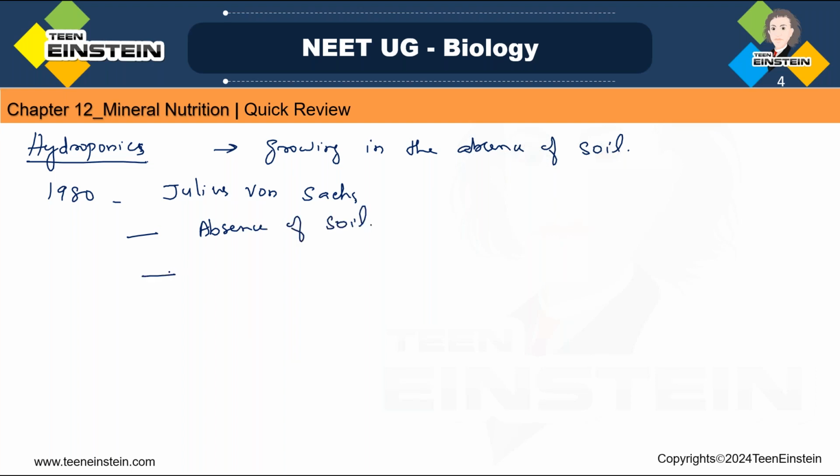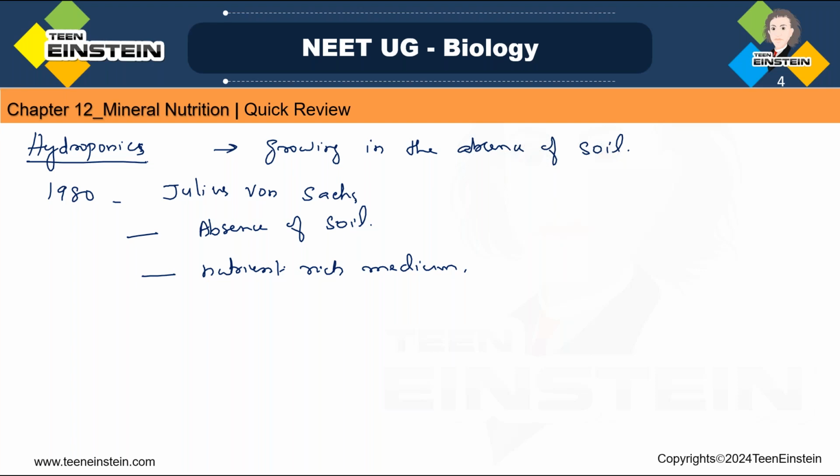But if soil is absent, we should provide a nutrient rich solution or nutrient rich medium, right? From soil, plants used to get all the nutrients, so if soil is absent, instead of soil something else should be there. Soil is not there, so plants don't have any other way to get the nutrients. So we need to provide a nutrient rich solution. That was the new method introduced by Julius von Sachs in 1980. Okay, so that is the hydroponics method.